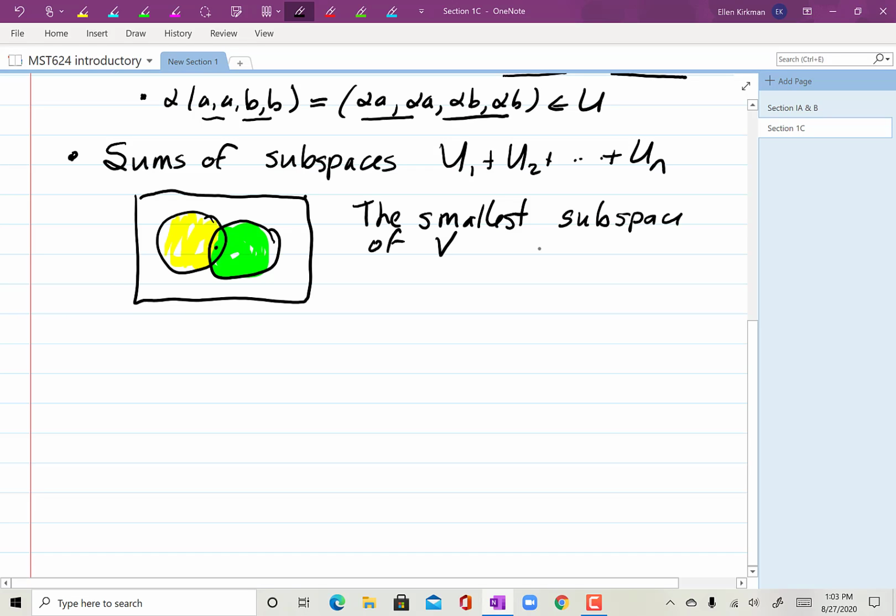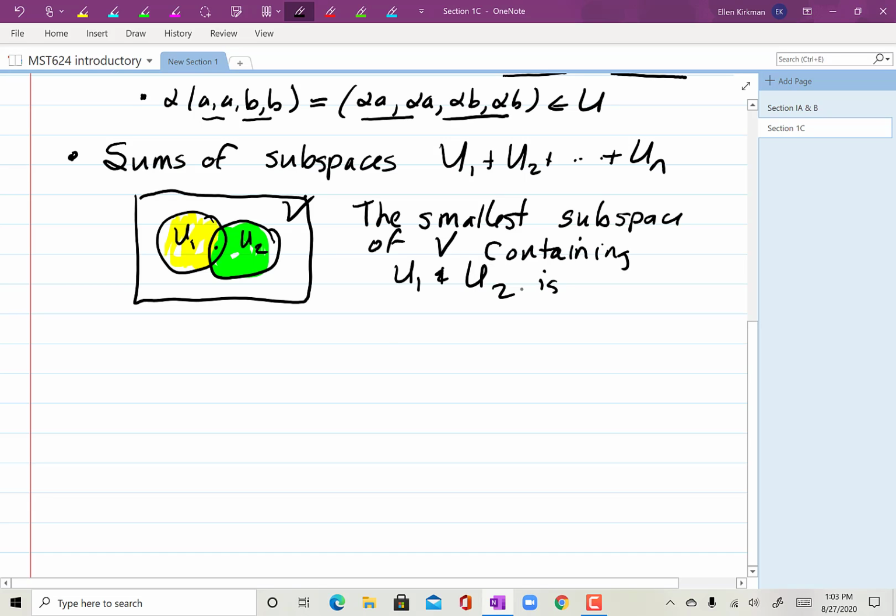So it's got to be a subspace. It's got to be closed, containing, in general, all of these U1 through Un. But let's just talk about 2. And let's say this one's U1, this one's U2. This is V.